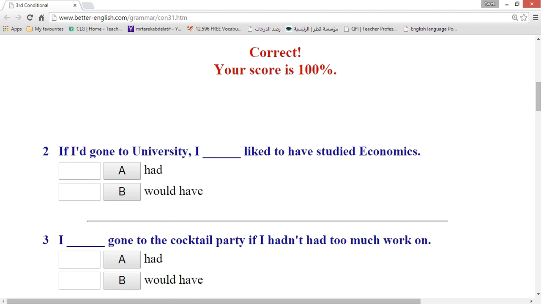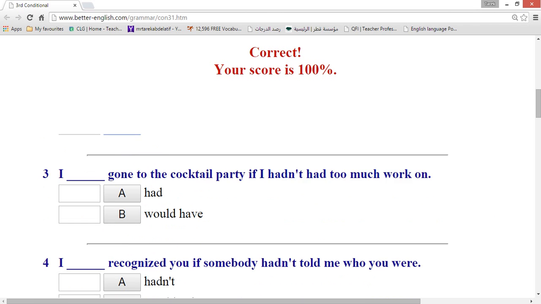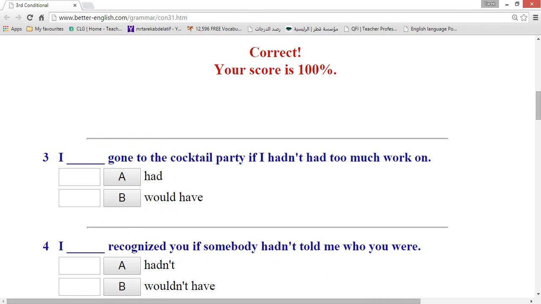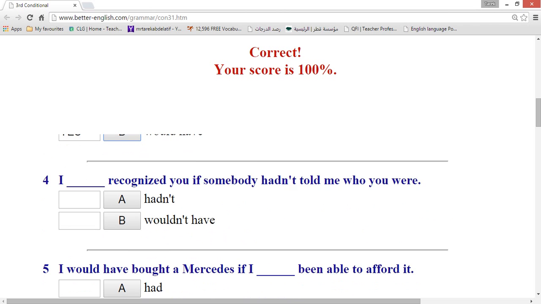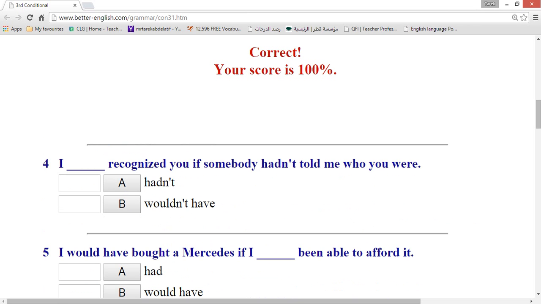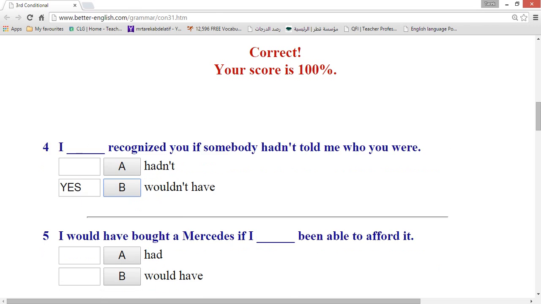If I had gone to university, I would have liked to have studied economics. I would have. Good. Next one. I would have gone to the cocktail party if I hadn't had... So it's the main clause, would have. Great. Number 4. I wouldn't have recognized you if somebody hadn't told me who you were. If somebody hadn't told. So we have hadn't and wouldn't have. Yes, that's wouldn't have. Very good, excellent.